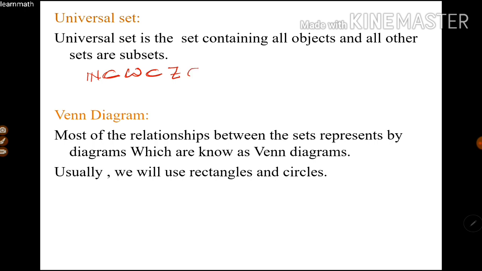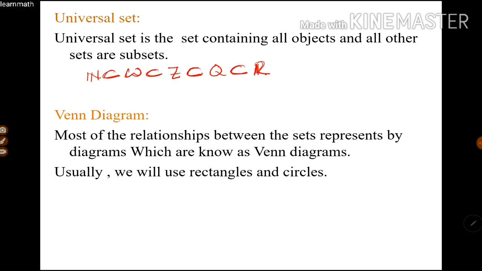Similarly, Q is the largest one here, so Q acts as a universal set. Q is also a subset of real numbers. So here real numbers is the largest set, and all the remaining sets are subsets of the real number set. So R is the universal set here.